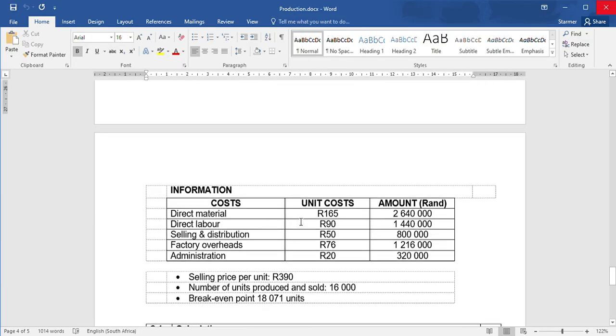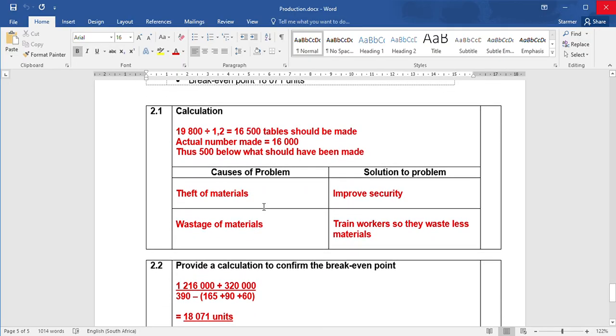Okay, so I took the 19,800 divided by the amount used per table, and then two possible causes and a solution for each. Okay, there could have been theft of materials, so they didn't have as much as was issued to the factory to use. To solve this problem, you need to improve your security somehow, possibly security cameras, possibly security guards even.